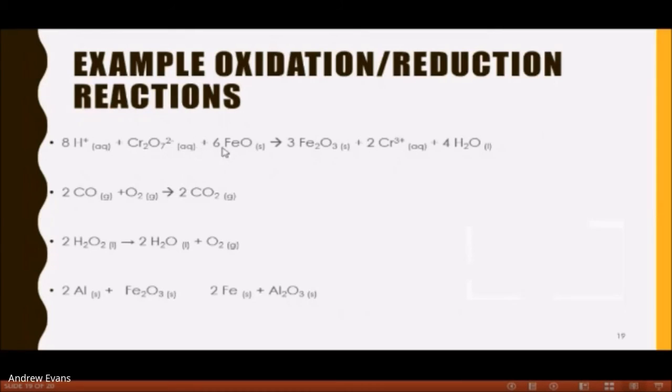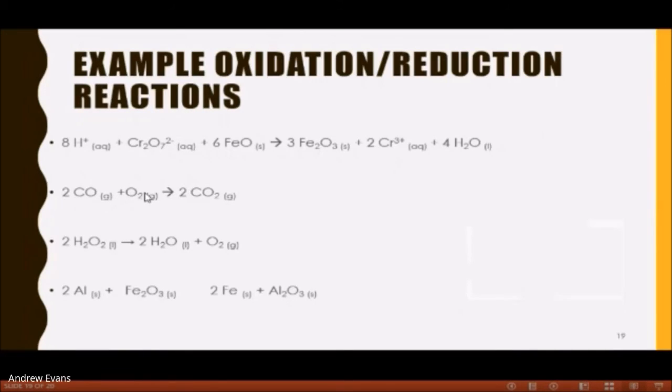But this one's easy. FeO. Fe, if O is 2 minus, Fe must be 2 plus. Then we go to Fe2O3. If oxygen is 2 minus, iron must be 3 plus. If iron is going from 2 plus to 3 plus, it is being oxidized. In that case, something must be being reduced. In this case, chromate is being reduced.